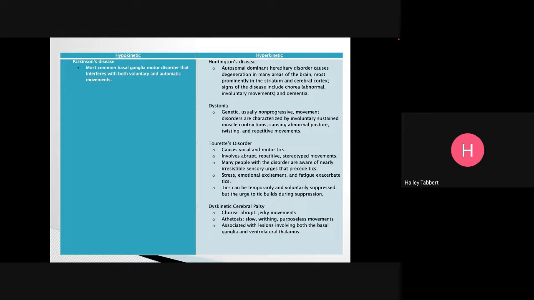Cerebral palsy is another one. So this involves chorea, which is abrupt, jerky movements. There's also slow, writhing, purposeless movements, and it's associated with lesions involving the basal ganglia as well as the ventrolateral thalamus, which is the motor area of the thalamus.